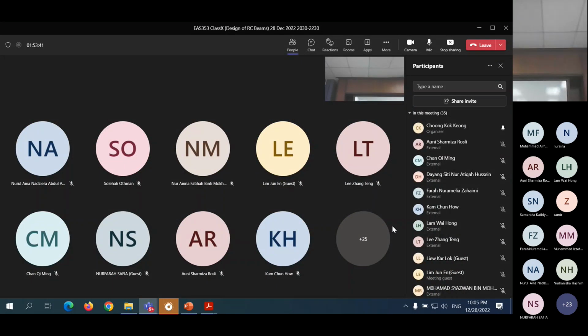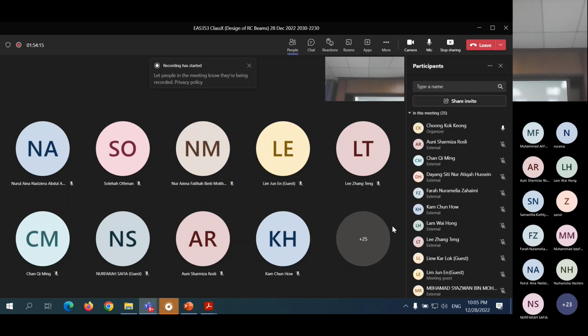Now, flange beam. I'm going to cover mainly when you can consider the flange of the beam, which comes from the slab. The beam that you need to design, you can always design only as a rectangular beam, but under certain conditions, you can consider the beam as a flange beam, which together with the top part from the slab, together with the beam, forms a T shape or L shape.